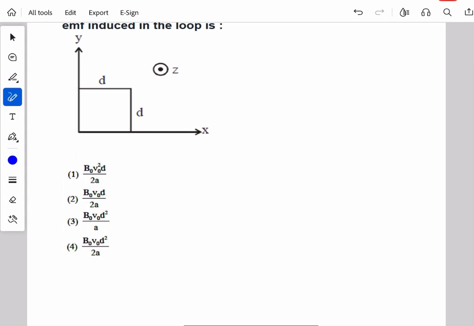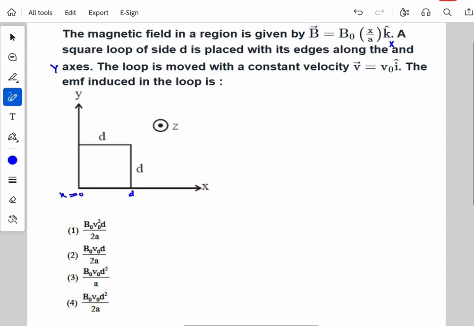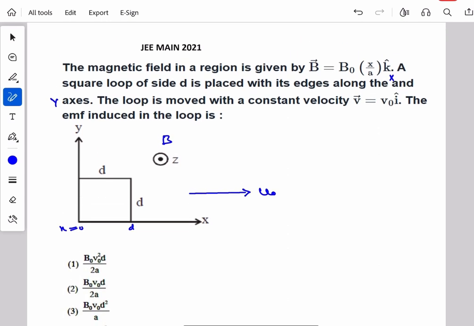The left vertical side of the square loop is at x equal to 0 and right vertical side is at x equal to d. Now this square loop starts moving along the x-axis with a constant velocity v naught, and there is a magnetic field in the region which is coming out of the page, and this magnetic field varies with x as per this equation.